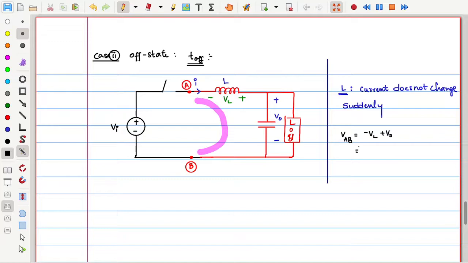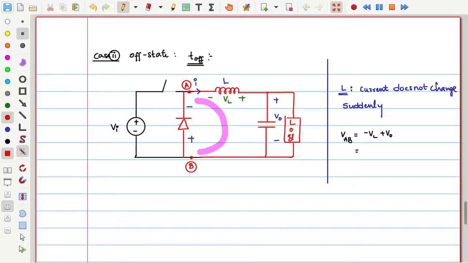That means usually this VL is higher, so there is a negative voltage between A and B. Negative means the A side will be negative and the B side will be positive. In that case, try to see, here there was a diode. Once we apply the upper side as negative and the lower side as positive, the diode will come into forward bias. So now this is the effective diagram when the switch is in off state.